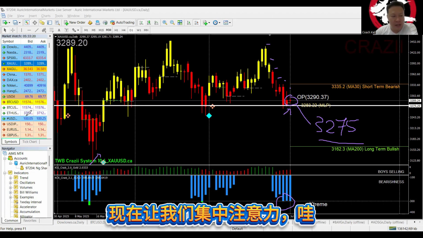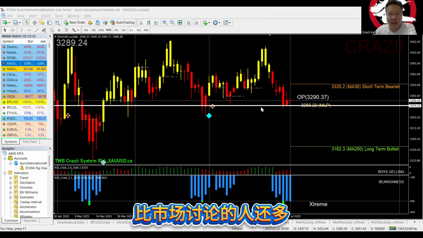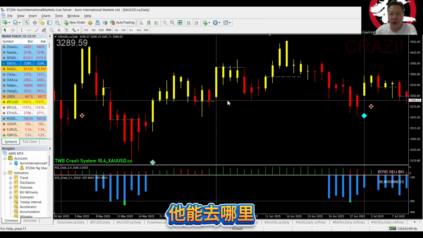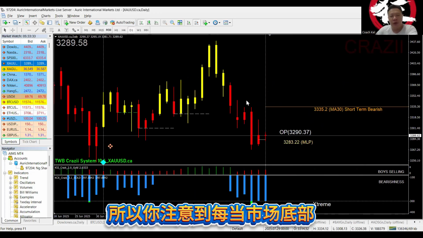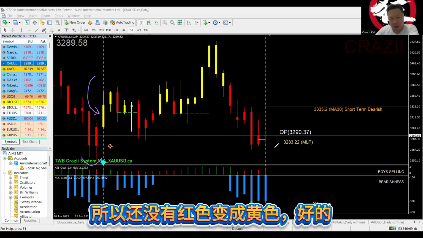So now let's focus. First time I see our revision class got more people than the market top. Let me take this away, so it's not too cluttered. And then after that, next thing, where can it go? Whenever there's a market bottom, there will be a color change from red to yellow, right? There's no red to yellow yet.